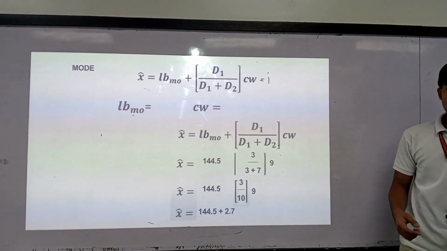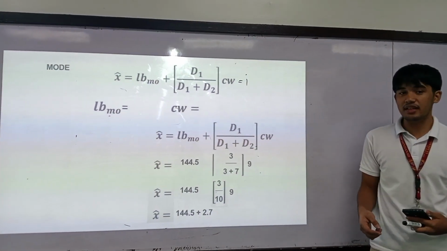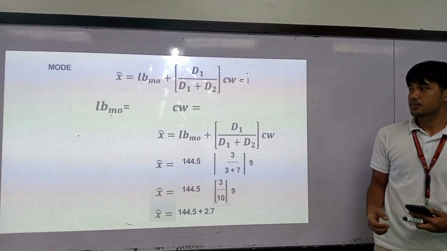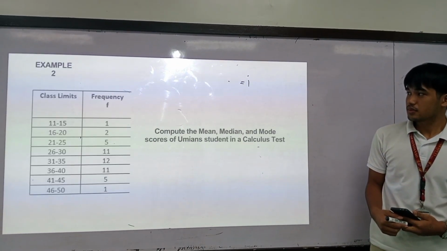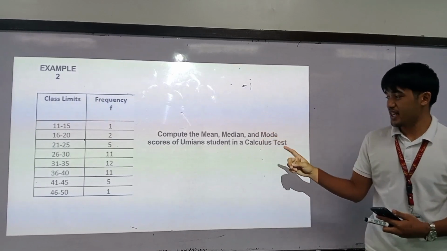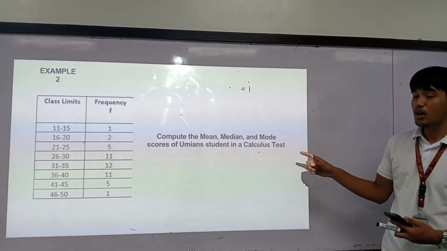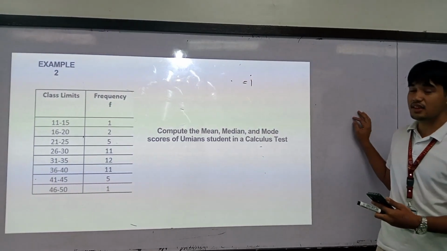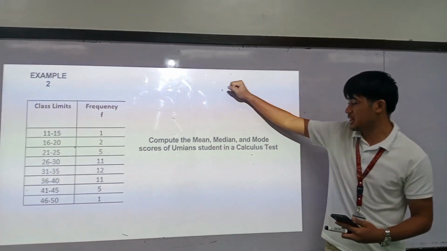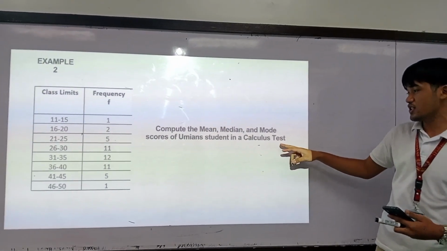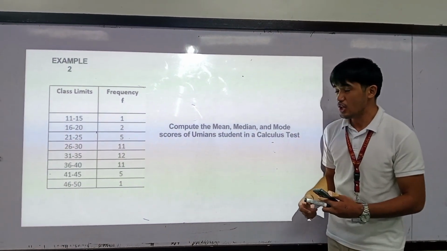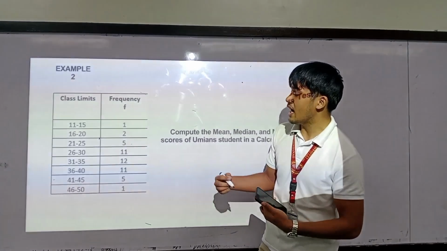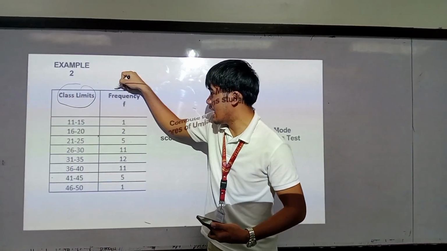So since we already obtained our mean, median, and mode in example 1, then now we will proceed to example 2. So our example 2 says: compute the mean, median, and mode of scores of UIMN students in calculus test. So in here, we will need to obtain the central tendency of our calculus test using the frequency distribution table. So as what I have said earlier, the given data is just the class limits and the frequency.